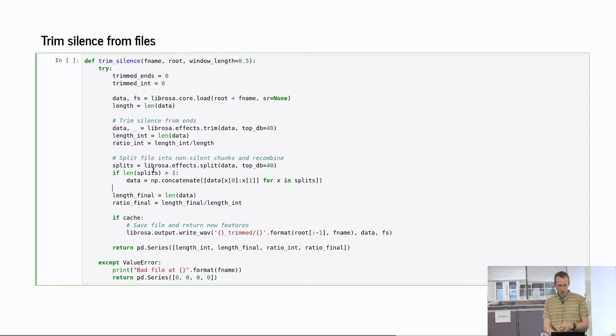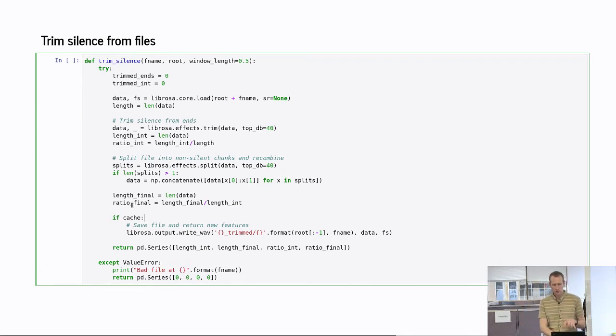And the second thing I'm doing, the easiest way I found to get rid of silence in the middle, was using this split function from the Librosa library. I used the same decibel threshold. And if it found multiple splits, then I just concatenate them back into a vector, and that's my new audio file. And once again, I take the ratio of the final length over the intermediate length. So that gives me the percentage that was cut off between cropping the ends and cropping the intermediate.